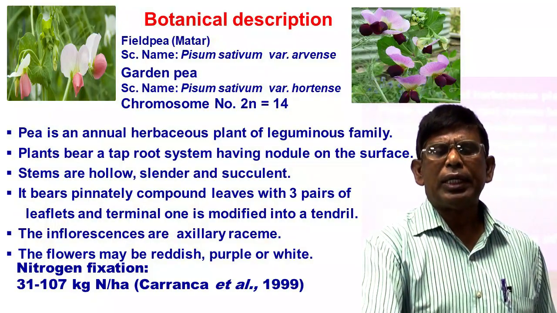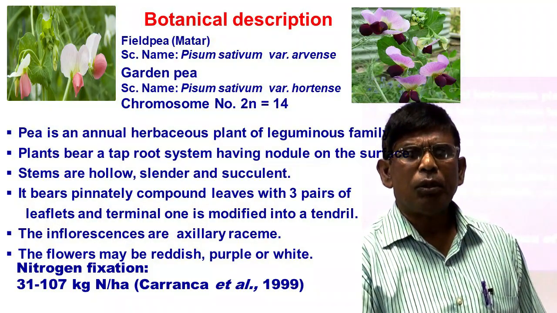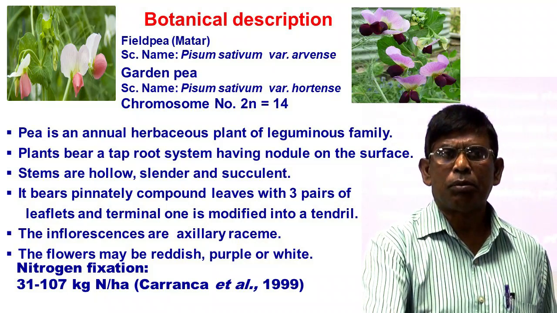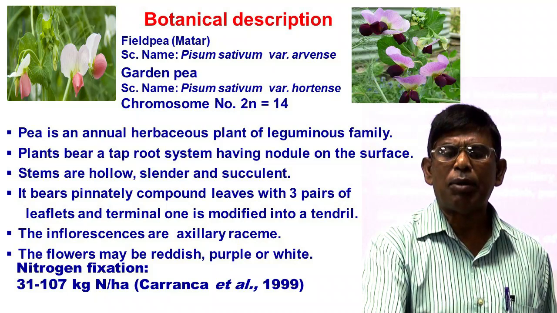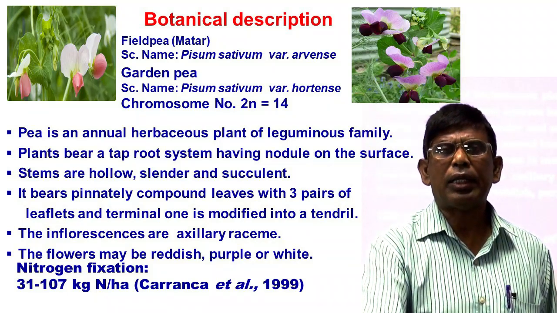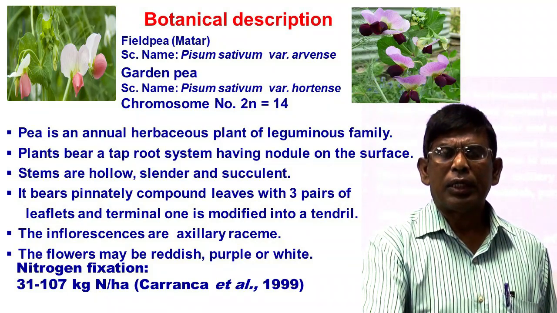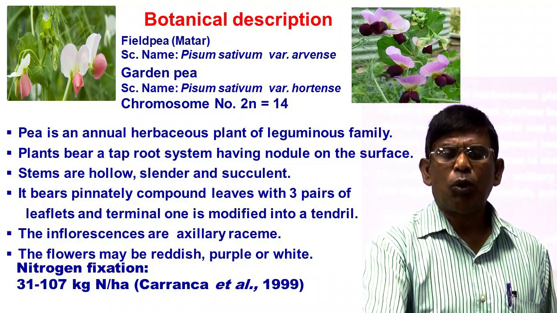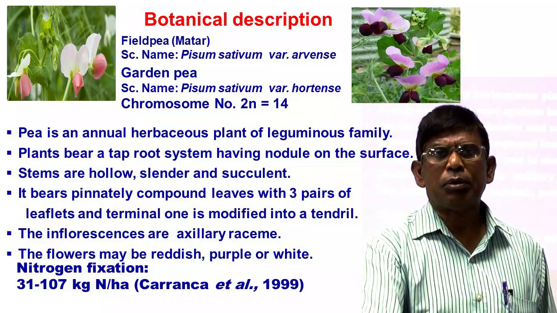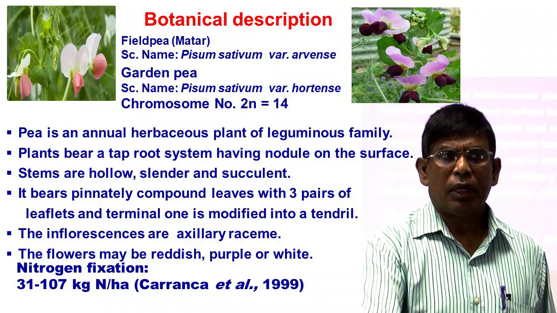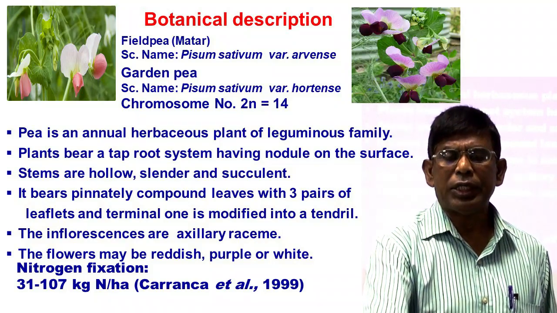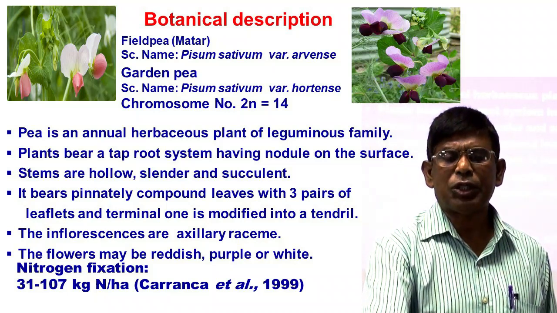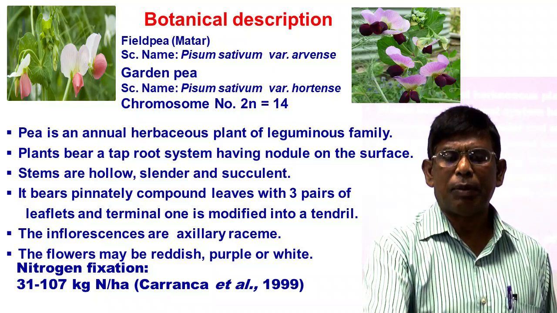Now coming to the botanical description of field pea, there are two types. One is field pea, Pisum sativum var arvense, and another is garden pea, Pisum sativum var hortense. And you know field pea is commonly called matar. Its chromosome number 2n is equal to 14. You know pea is an annual herbaceous plant under the leguminous family.